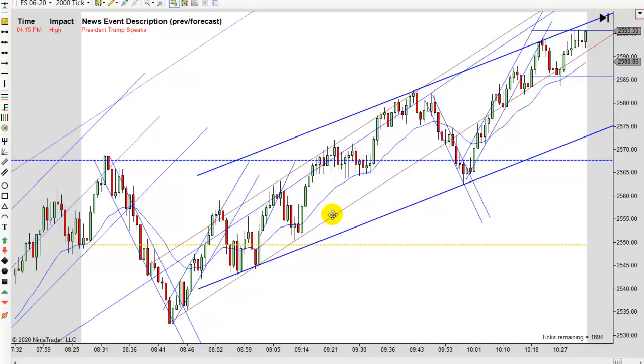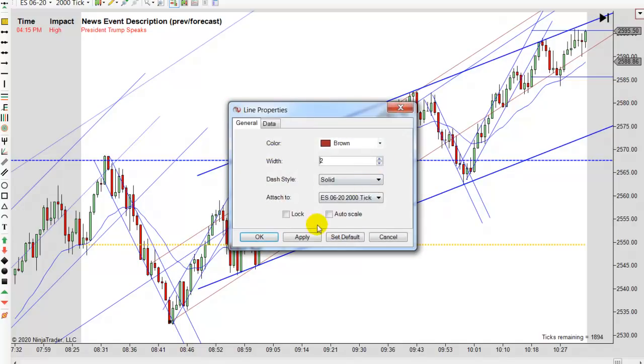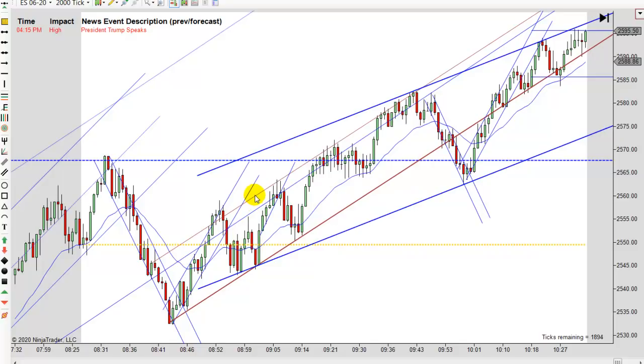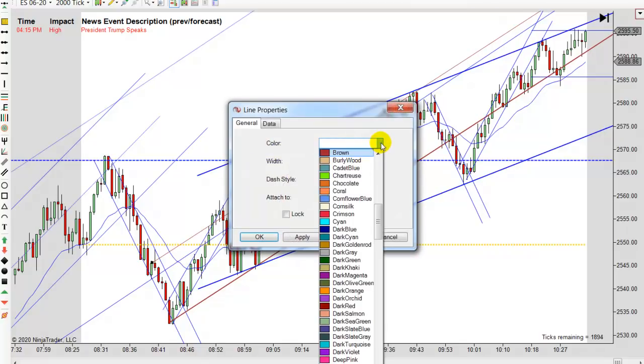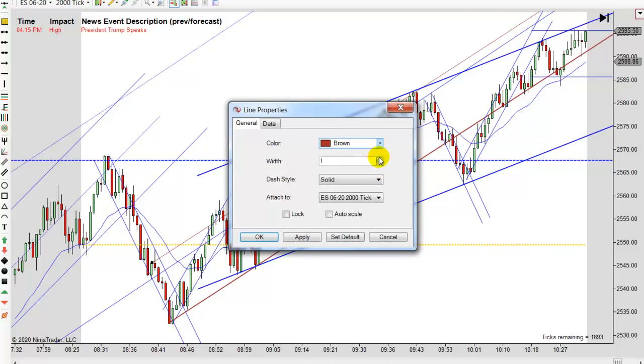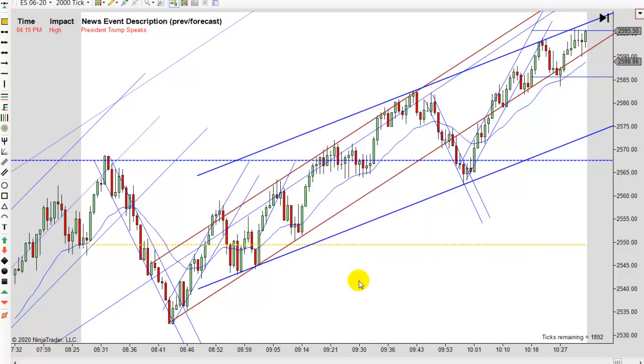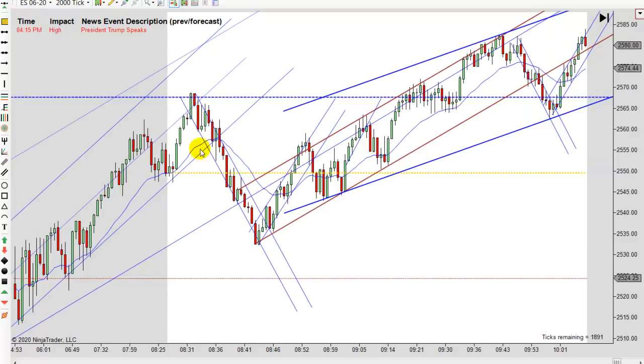Let me make this a little darker now that we got the other stuff out of the way. Actually, it's a brown. It's kind of a reddish color. I just try to change the color sometimes just so they're a little easier to differentiate. But you can see that trend line working up there. What we did was we had the break, and now we're headed to a new high.